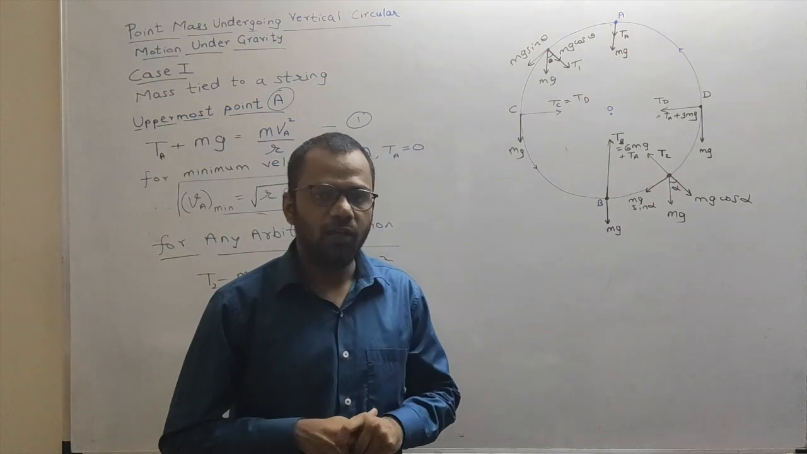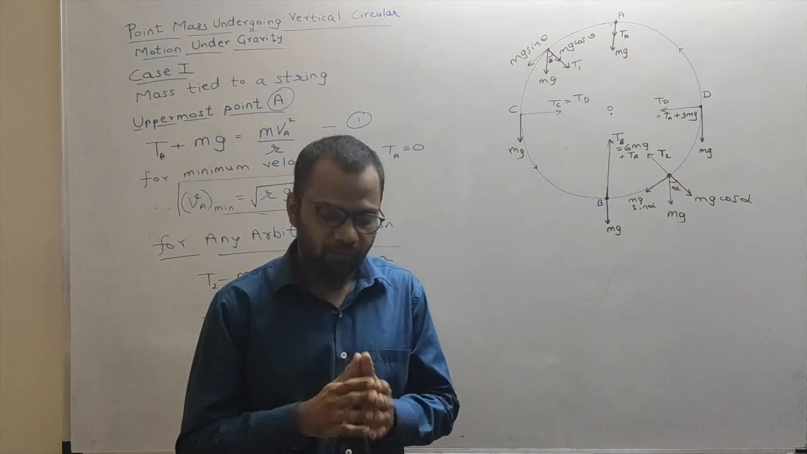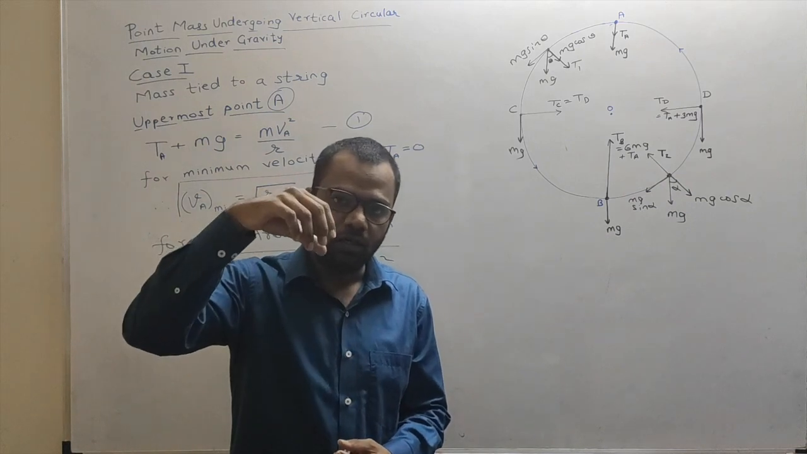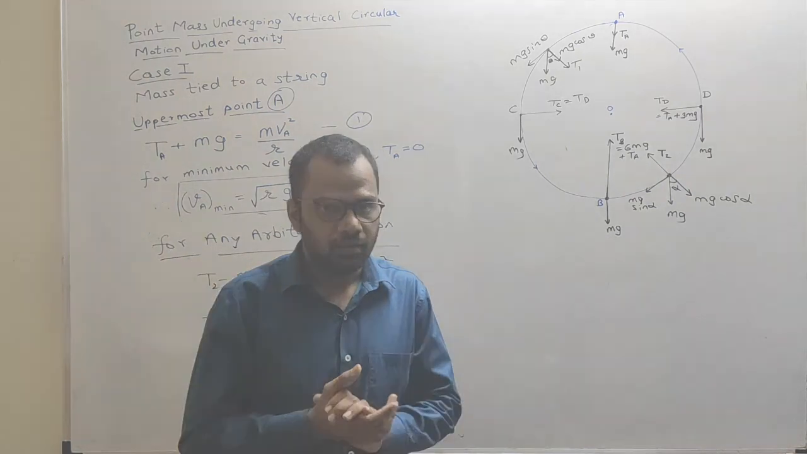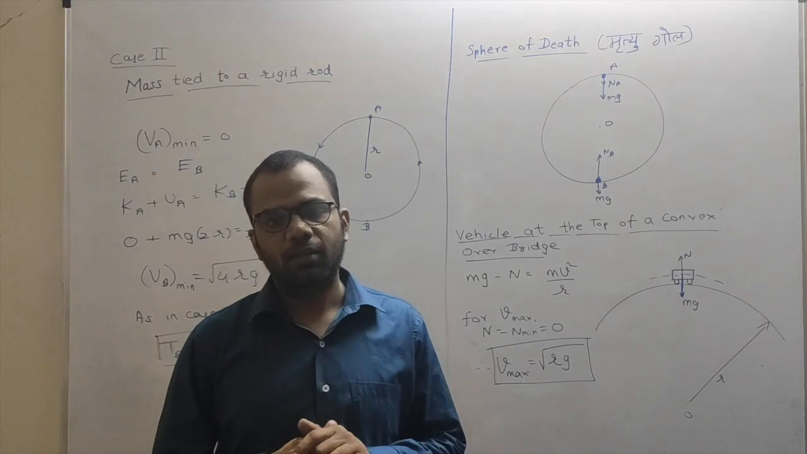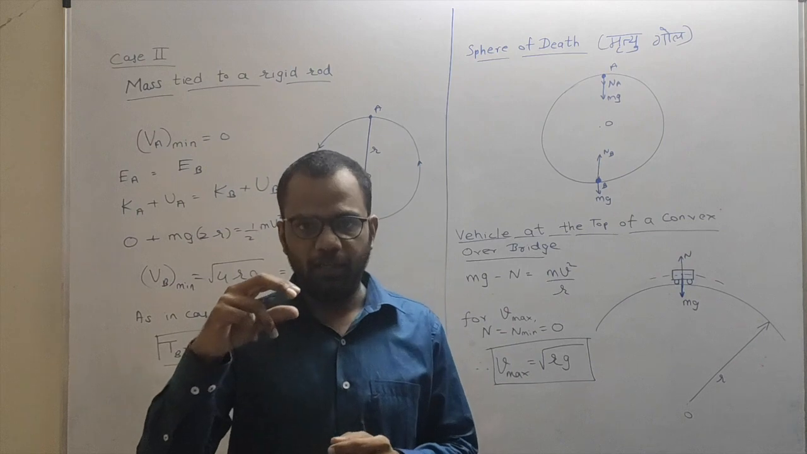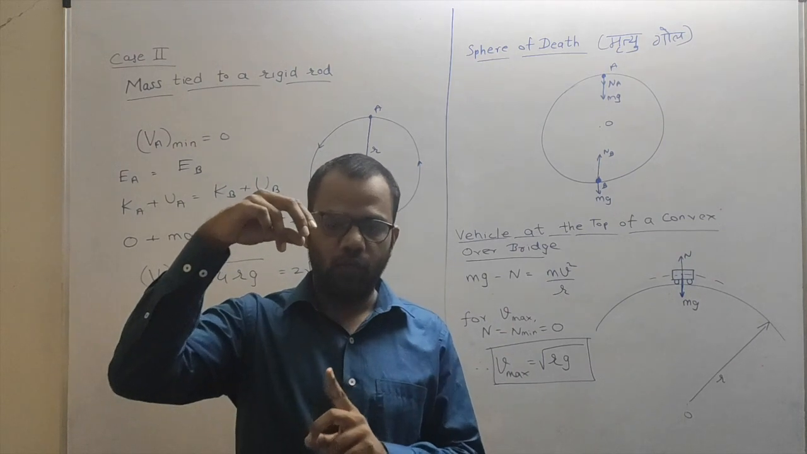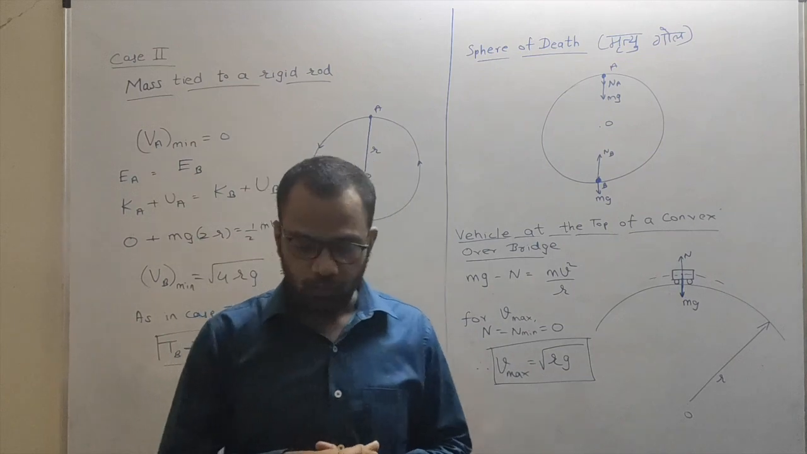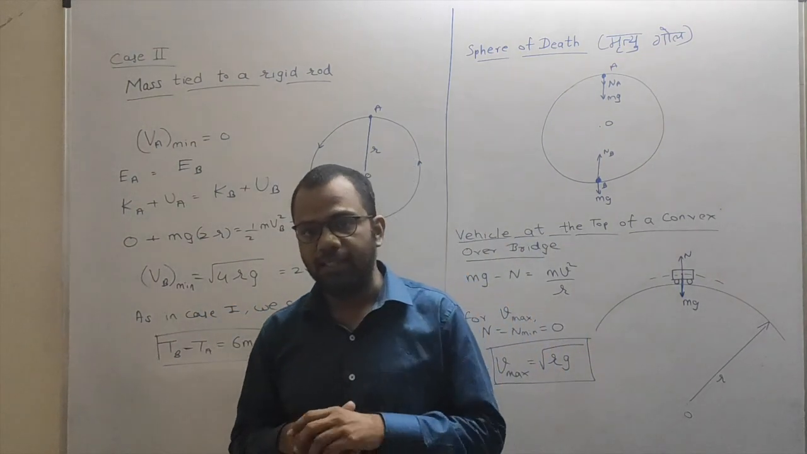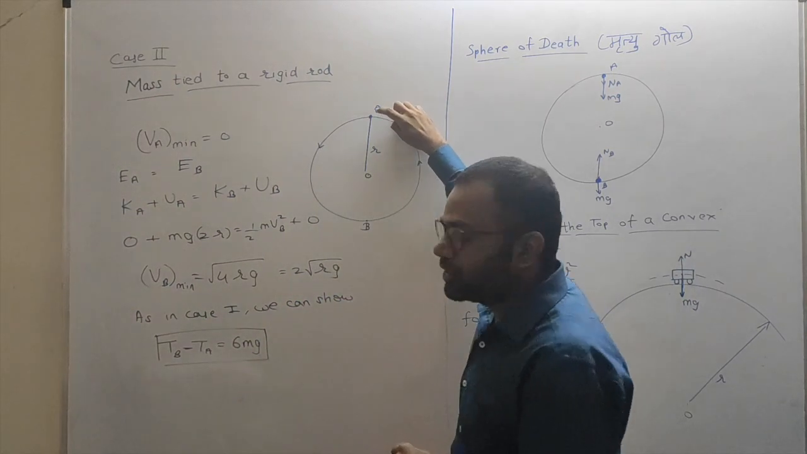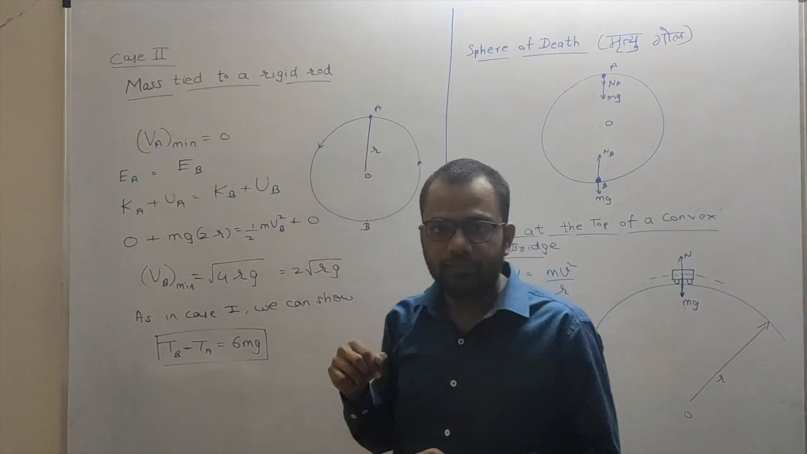Fine. Okay, now we'll talk about case 2, when the bob is attached not to a string but to a rigid rod. Now we'll talk about when the point mass is attached to the end of a rigid rod. As we have seen in the previous case, the point mass was attached to a string.